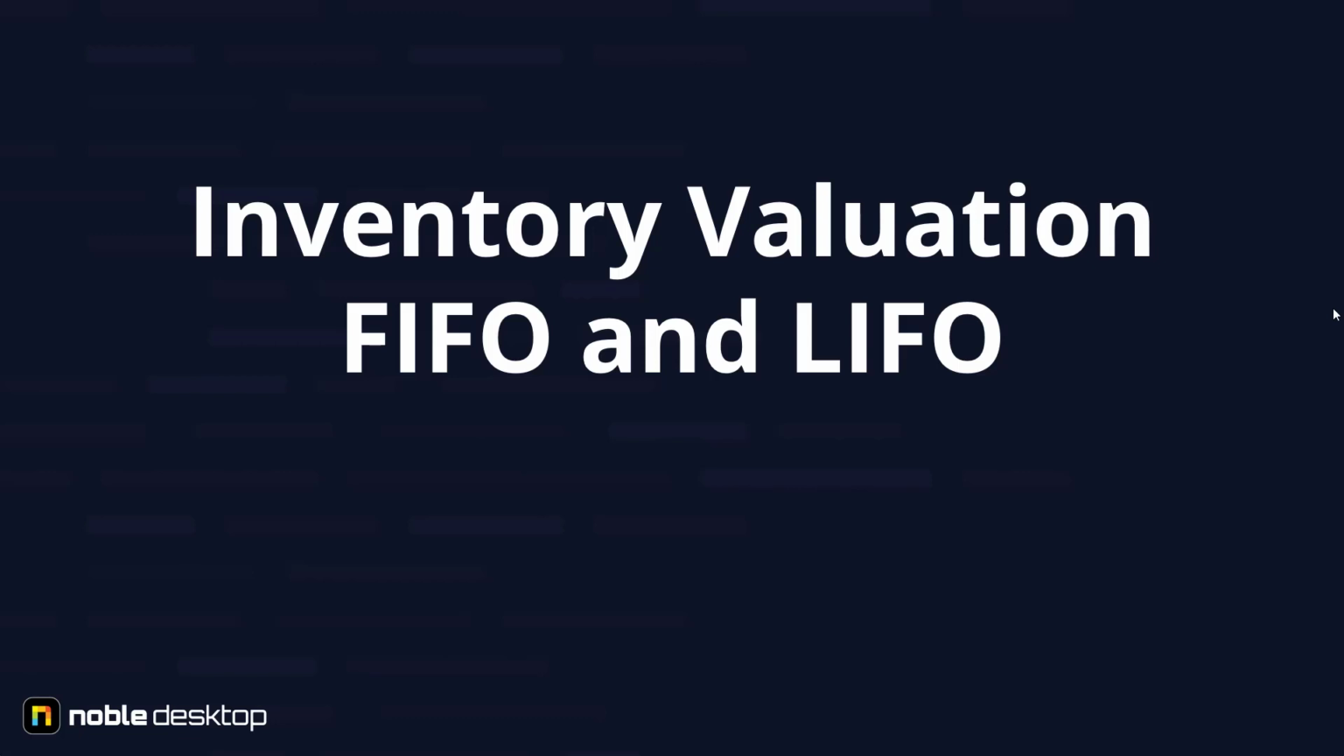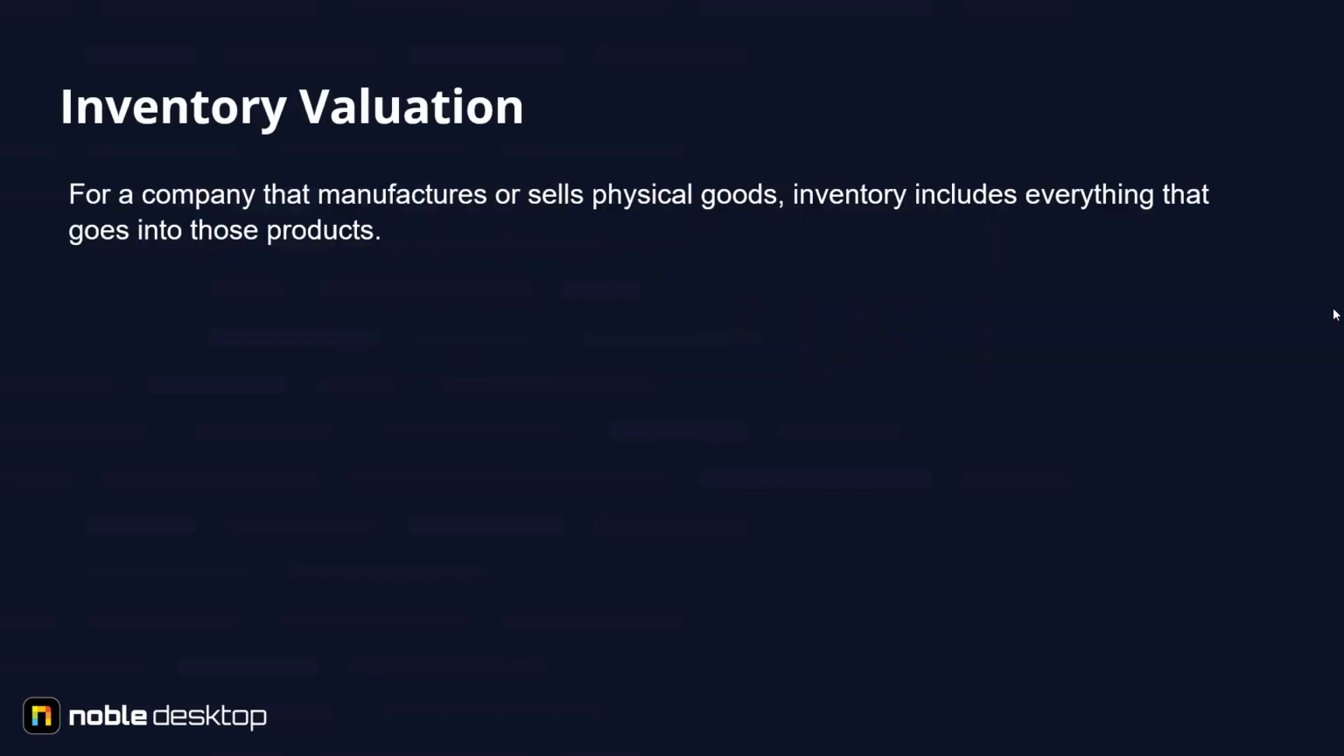In this video, we're going to talk about inventory valuation methods, such as FIFO and LIFO. Inventory is the key item that appears in most types of balance sheets. For a company that manufactures or sells physical goods, inventory includes everything that goes into those products, such as raw materials, work in progress, and finished goods.